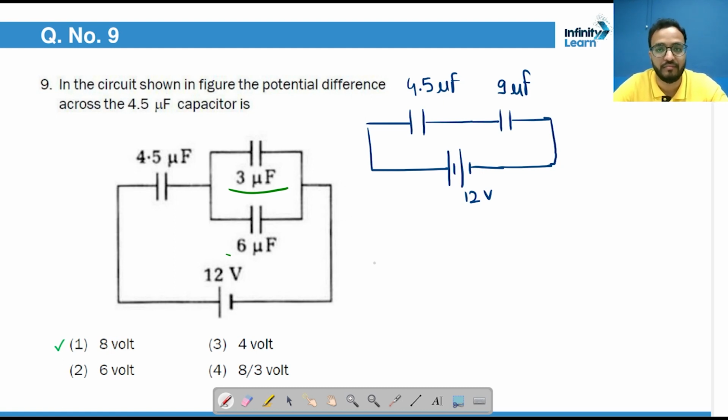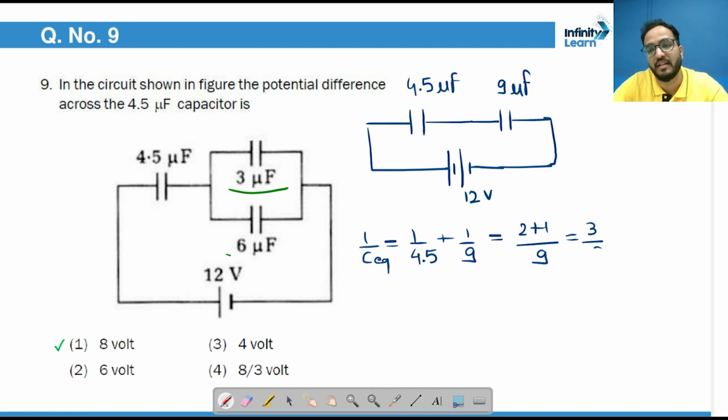Yes or no? So you will say, sir, 1 by C equivalent is equal to 1 by 4.5 plus 1 by 9. So it will be (2 plus 1) by 9, that is 3 by 9, that is 1 by 3. So C equivalent will be equal to 3 microfarad.